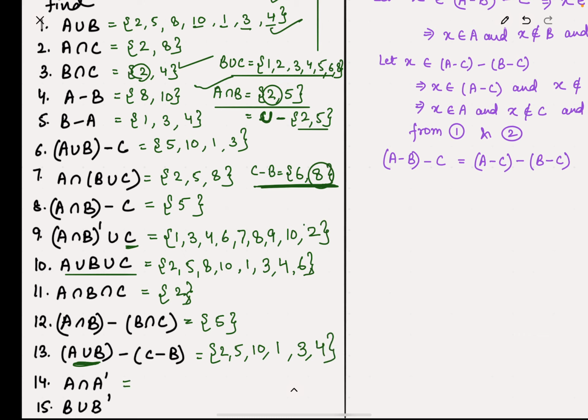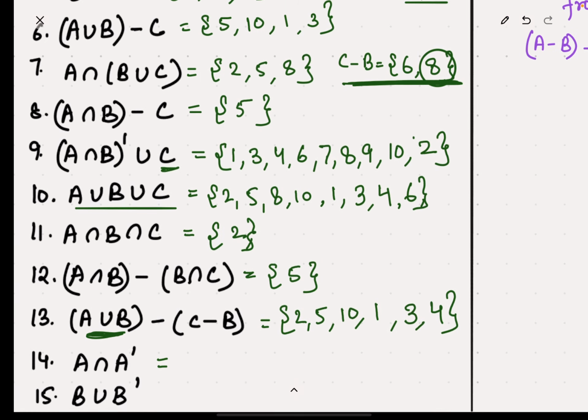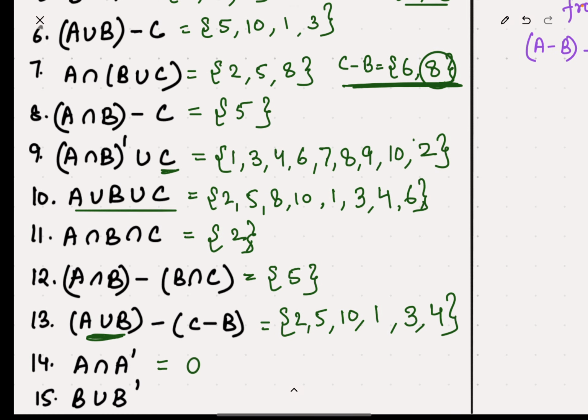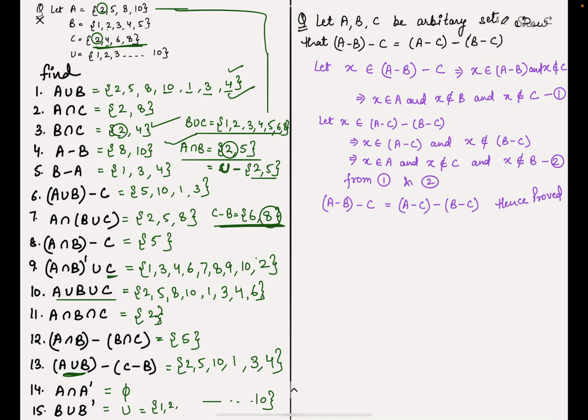Now A intersection with its complement always results in phi, because there will be no common element between A and its complement. B union B dash will always result in the universal set, that means 1, 2 till 10. So this is how we solve these questions.